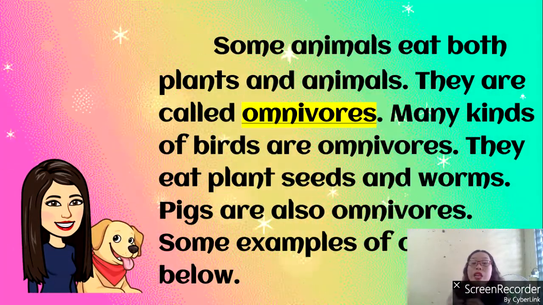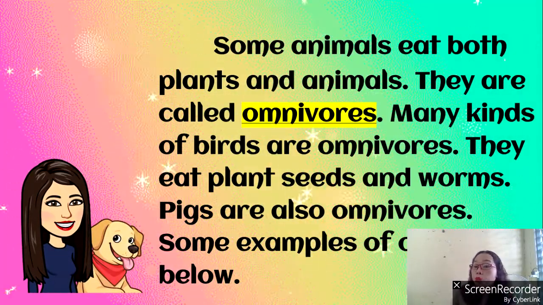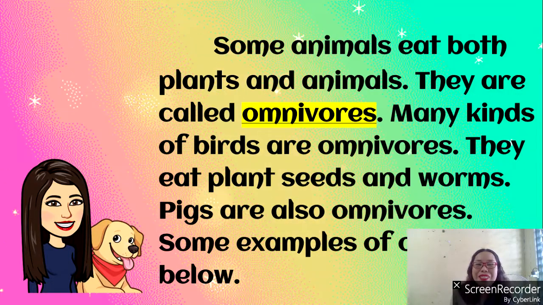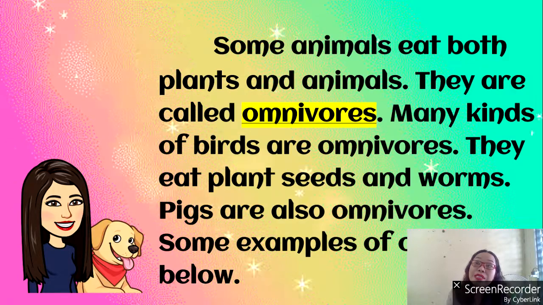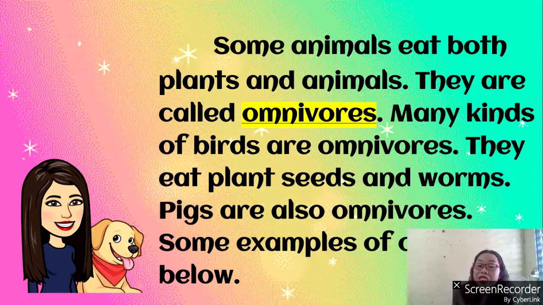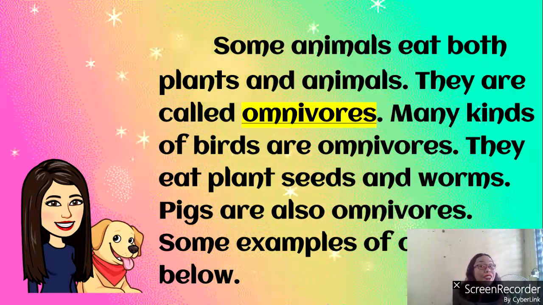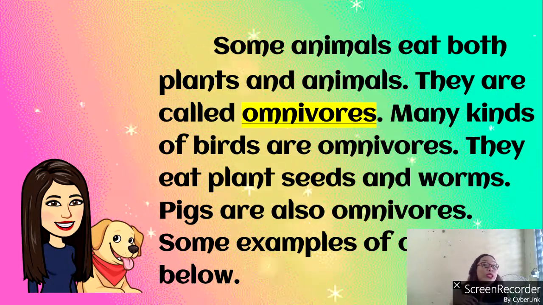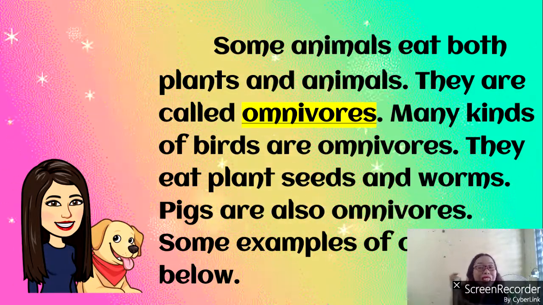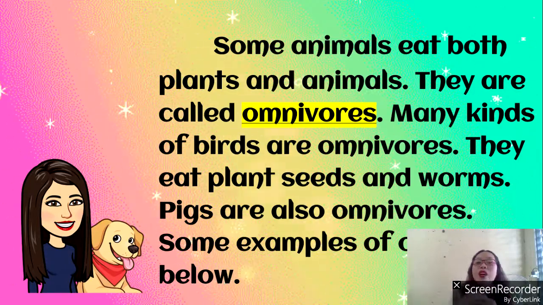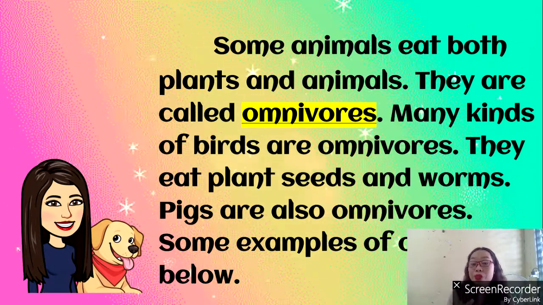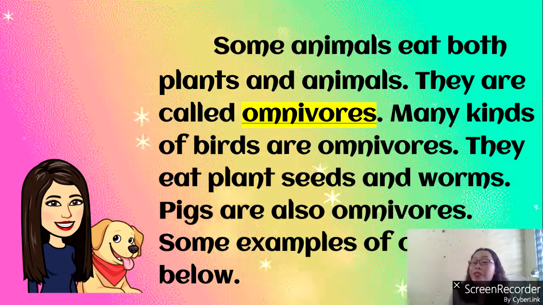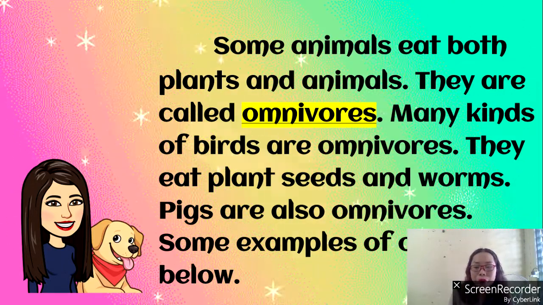Okay. So some animals also eat both plants and animals. If you think that animals could only be grouped according to eating grasses or just eating other insects, other animals can also eat both plants and small animals. So they are called omnivores. Many kinds of birds are omnivores. They eat plant seeds and worms.